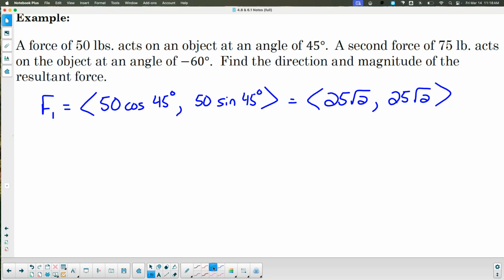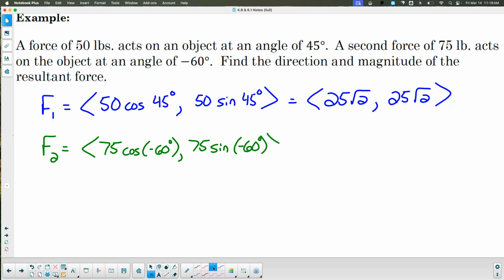Okay. Then we've got force number 2. This one now has a 75 magnitude, and it's acting at an angle of negative 60 degrees. Negative 60 degrees is also what?